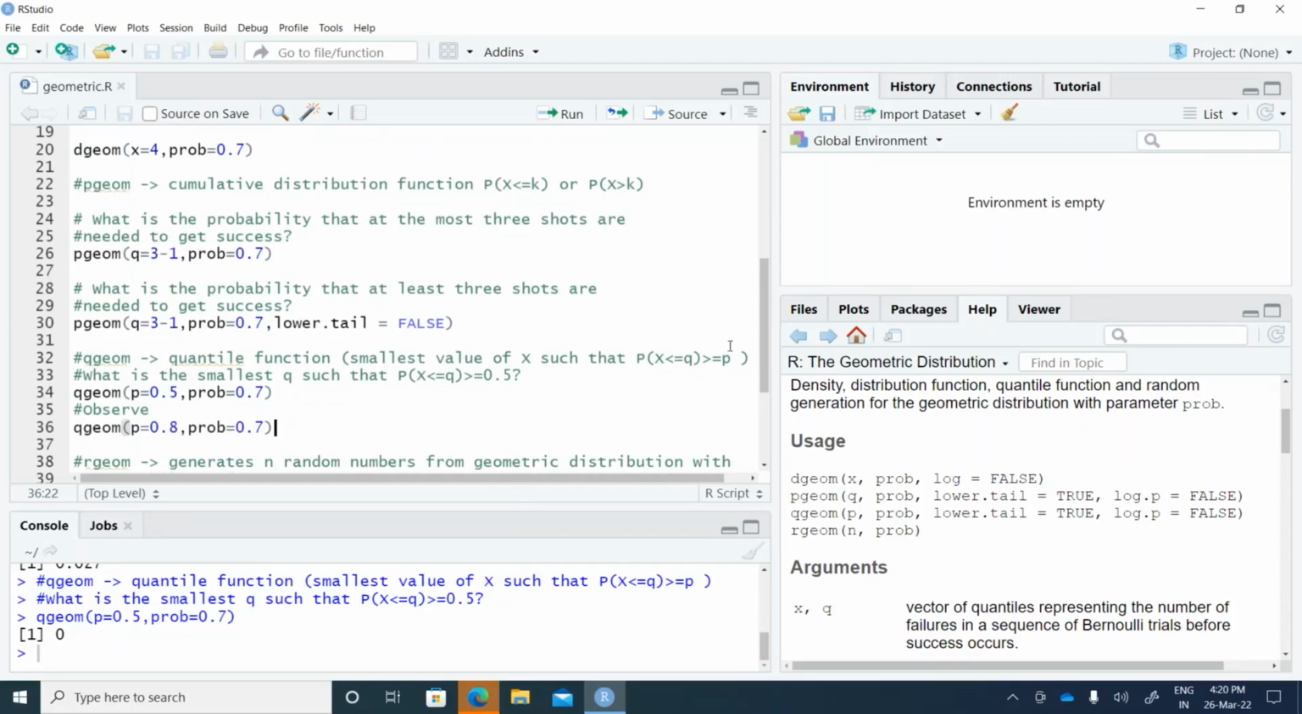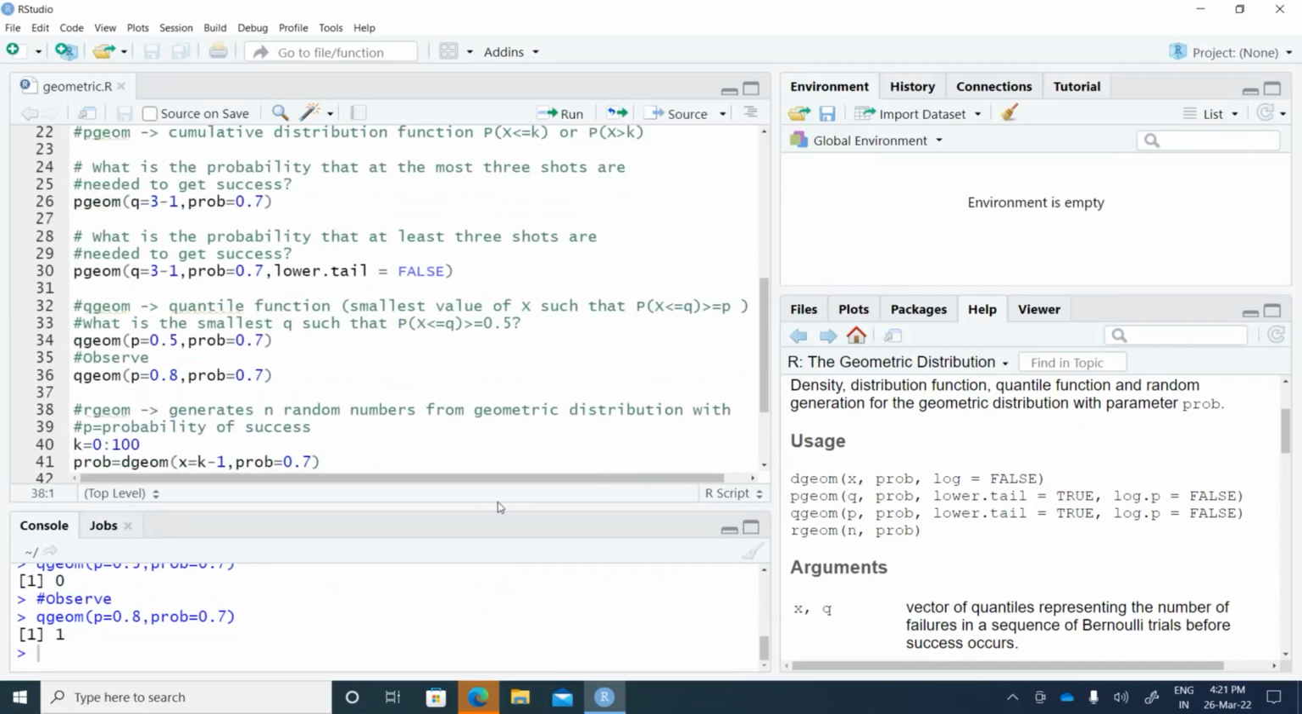So here, if I enter p which is less than or equal to 0.7, the answer returned by qgeom would be 0. If that probability is greater than the probability of success, the answer returned would be 1. Check out for p equal to 0.8. So if I have p equal to 0.8, the answer returned is 1.